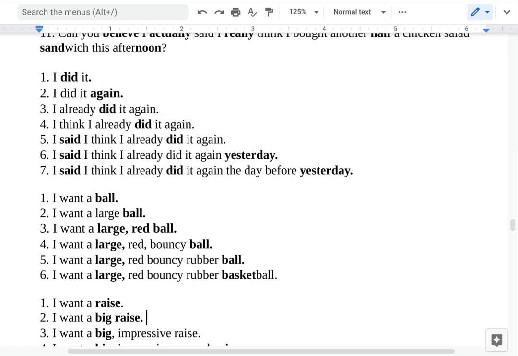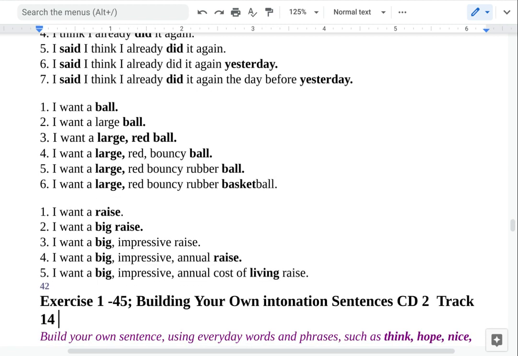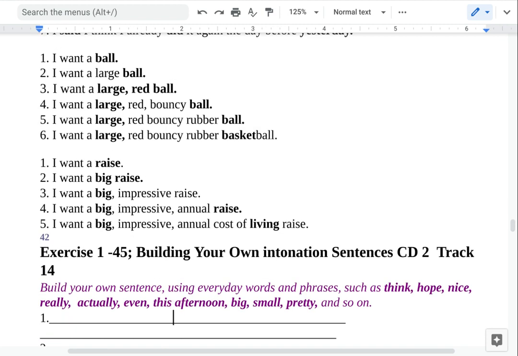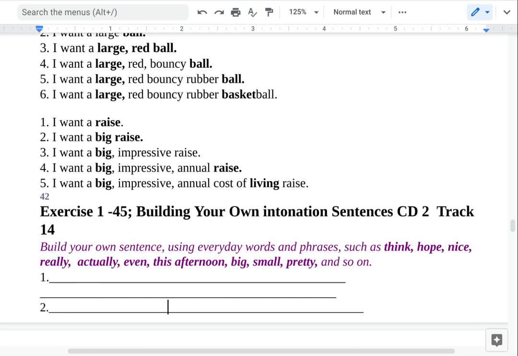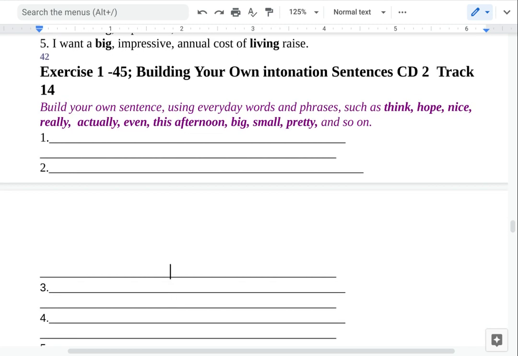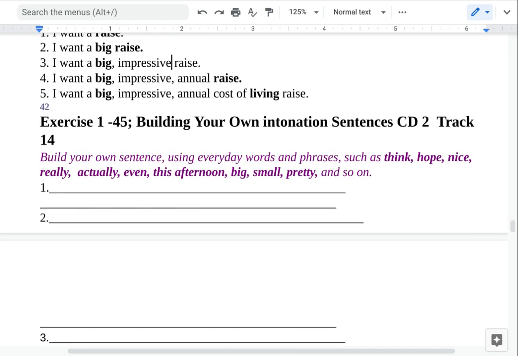1. I want a raise. 2. I want a big raise. 3. I want a big impressive raise. 4. I want a big impressive annual raise. 5. I want a big impressive annual cost of living raise.